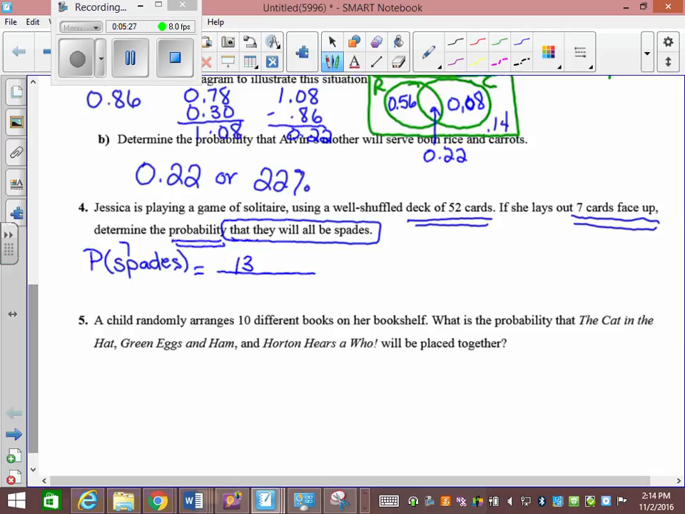Yes, 13C7. And it's C because cards are always C. It's a combination, so you choose them. On the bottom, you use all of the information except for the stuff after the word probability. So everything up here, 52 cards, 7 of them face up. So it's always total no restriction. So what would be on the bottom?